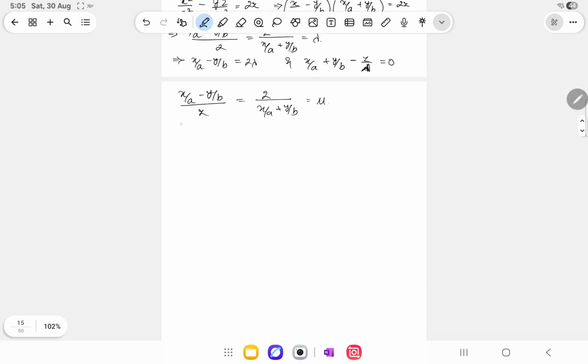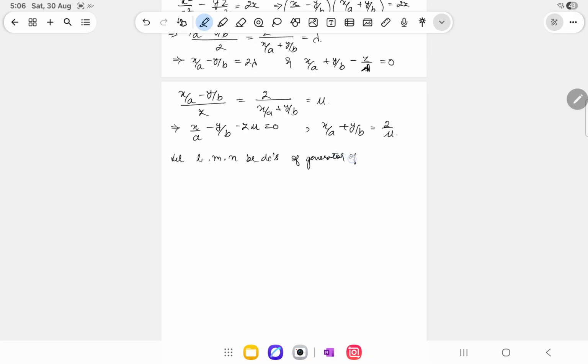And from the other one, that is the mu family, I'll get generators as x by a minus y by b minus z mu equals 0 and x by a plus y by b is equal to 2 by mu. So these are basically two generators. So let us assume that l1, m1, n1 are direction cosines of the generator of the lambda family.